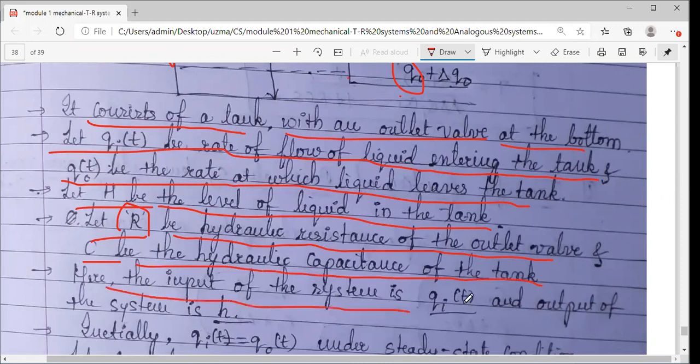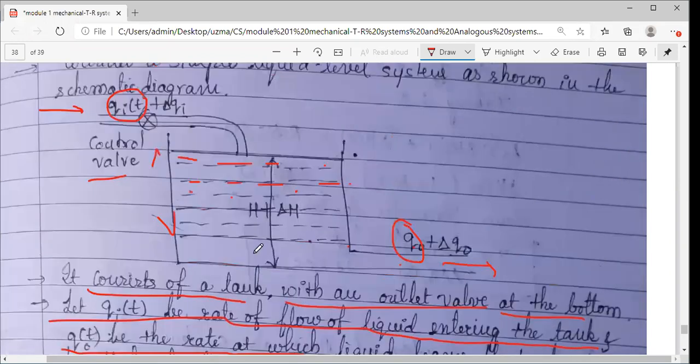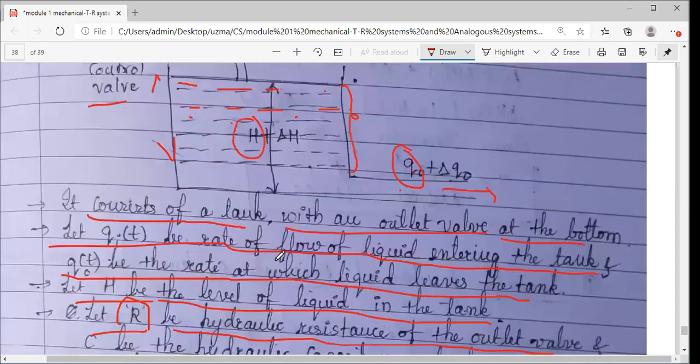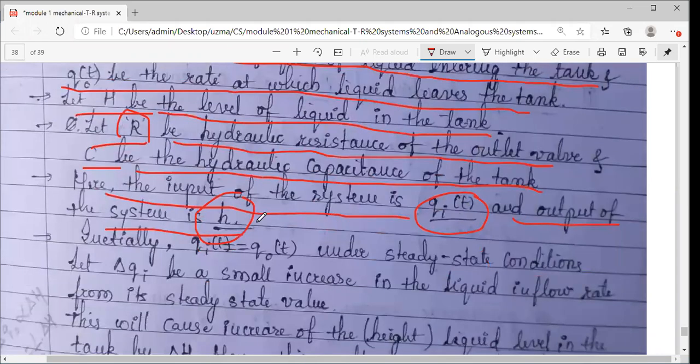Here the input of the system is Qi of t, right? पानी के किस रेट से अंदर आ रहा है, that is input, and output is, it is not Qi, output ये नहीं होगा, output आपका H होगा. What is H? I have used small h. So H, output is what? Change in this height will be your output. Identifying input and output.